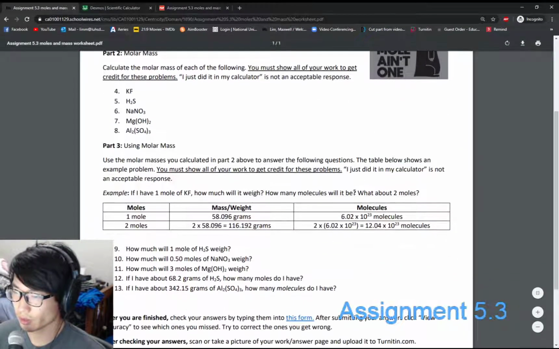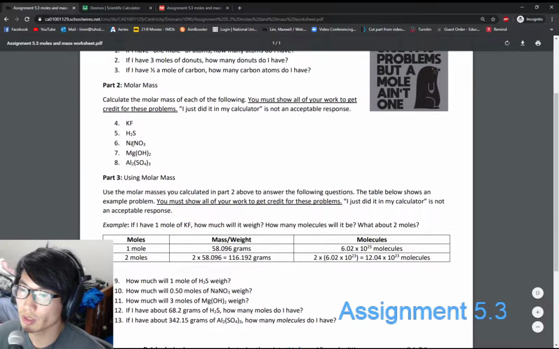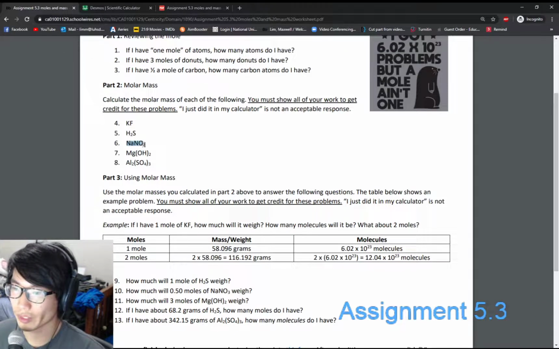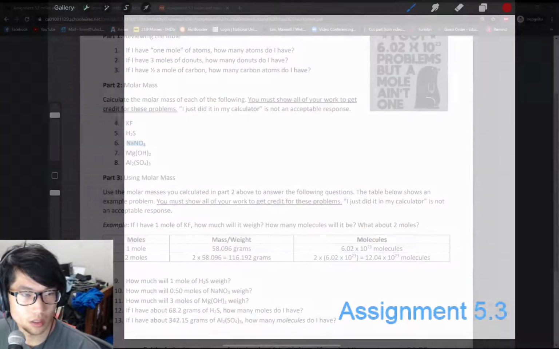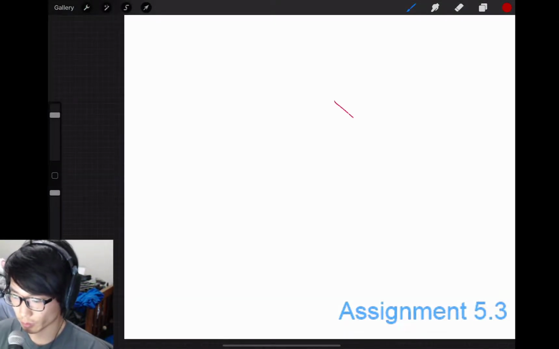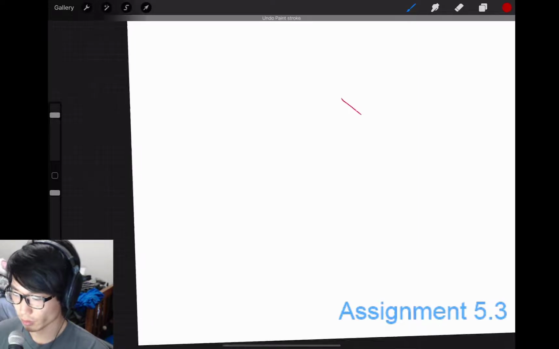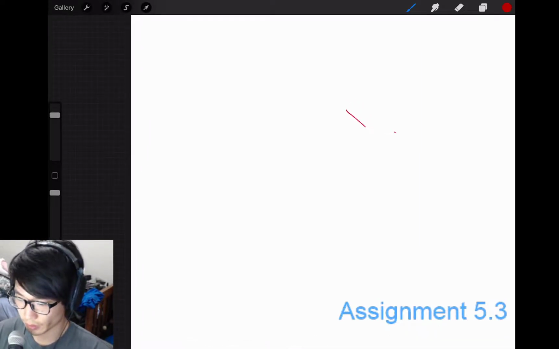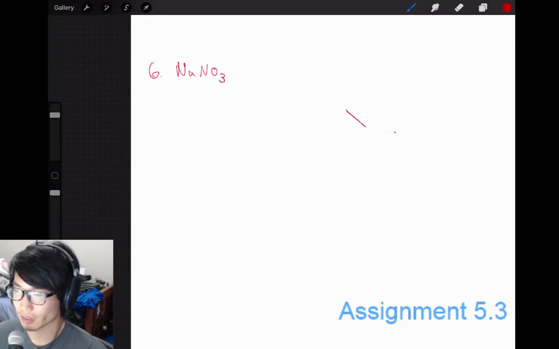I'll zoom in. We do number 6. Number 6 is a little harder. So it's asking for the molar mass of sodium nitrate, NaNO3. So that is number 6. Okay, there we go. Number 6. This is NaNO3, and I need the molar mass of it.